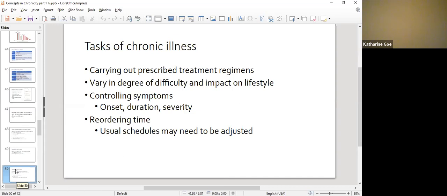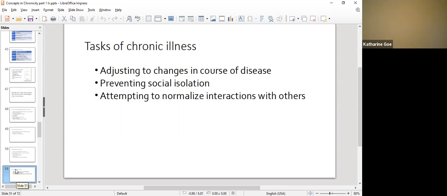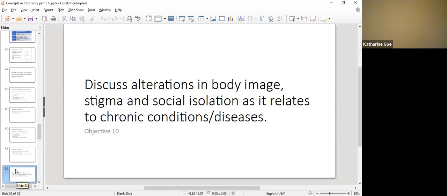Another important task is to control symptoms and help regulate their onset, duration, and severity. Reordering time, we already talked about that. Adjusting to changes throughout the course of the disease, preventing social isolation, and attempting to normalize interactions with others. So, trying to maintain some sort of contact with the outside world. We talked about that already. So let's look at how body image and stigma and social isolation relate to chronic conditions and diseases.